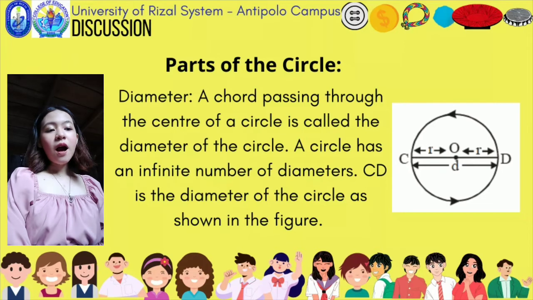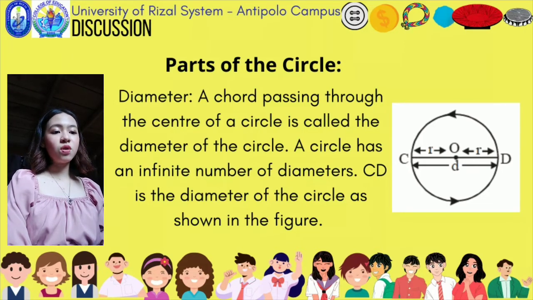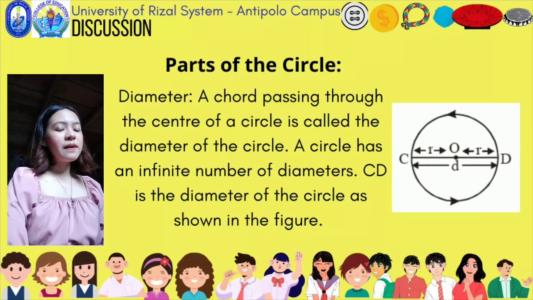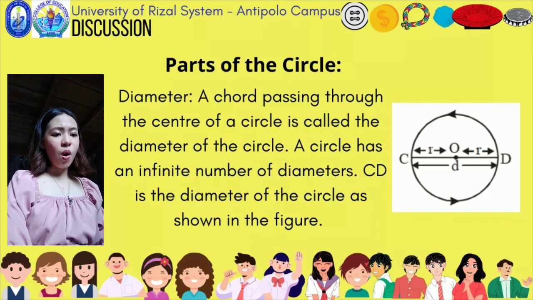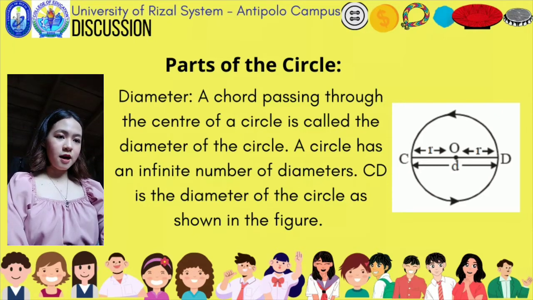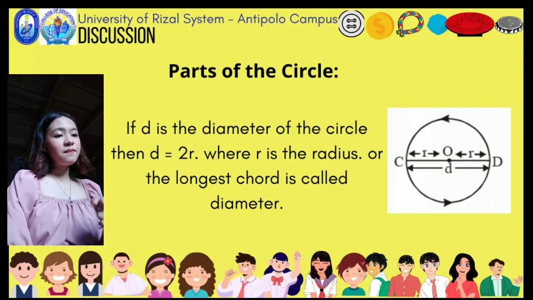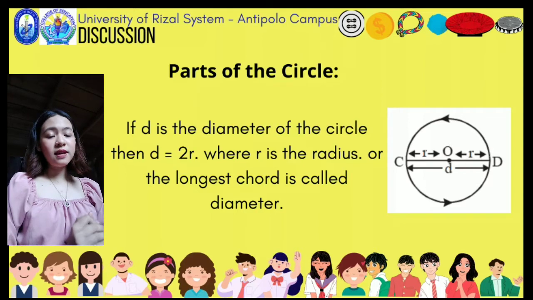Next is diameter. A chord passing through the center of a circle is called the diameter of the circle. A circle has an infinite number of diameters. In this figure, CD is the diameter of the circle as shown in the figure. Why CD? Because kung makikita natin yung point natin is O, ayan po, CD, nabangga niya yung mismong center, kaya ang tawag sa kanya ay diameter. So, if d, small letter d dyan sa figure natin, is the diameter of the circle, then d is equal to 2r, R is the radius. The longest chord in a circle is called the diameter.